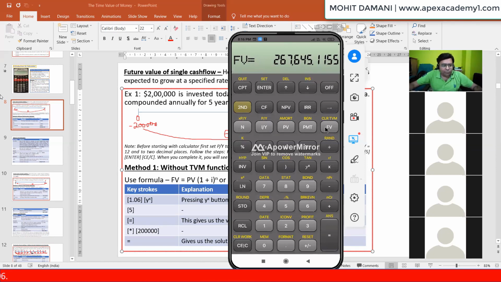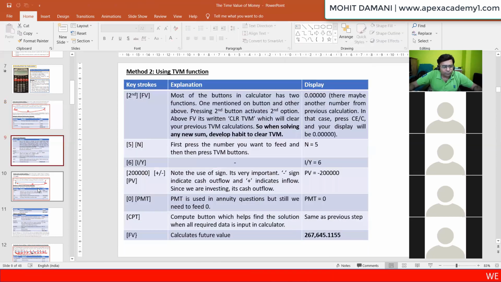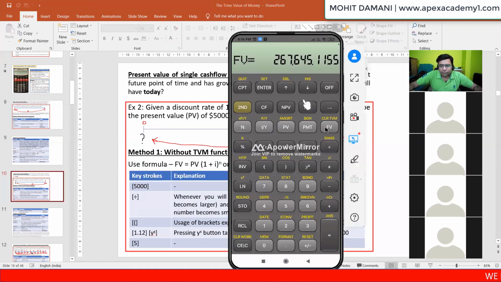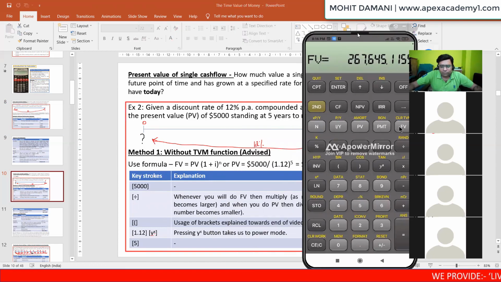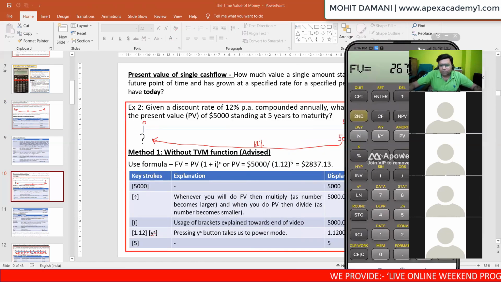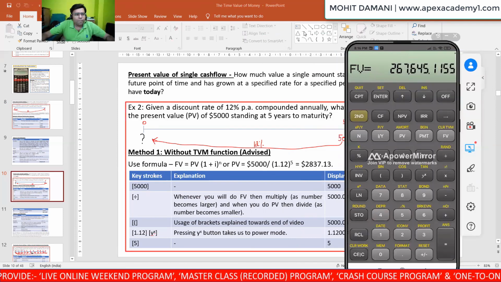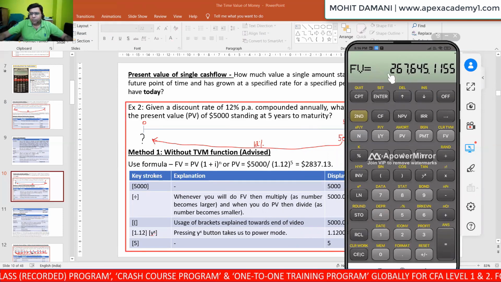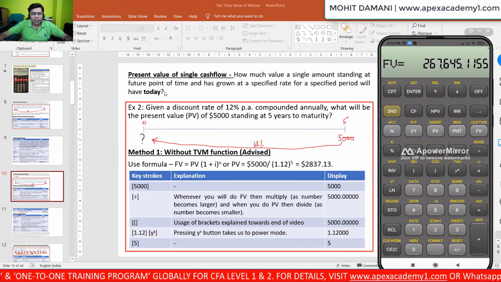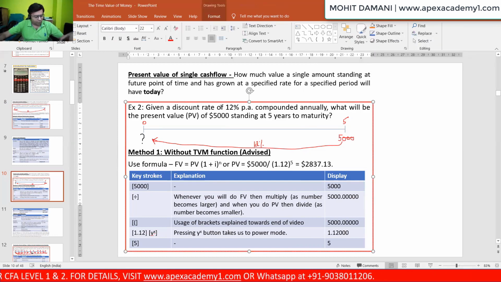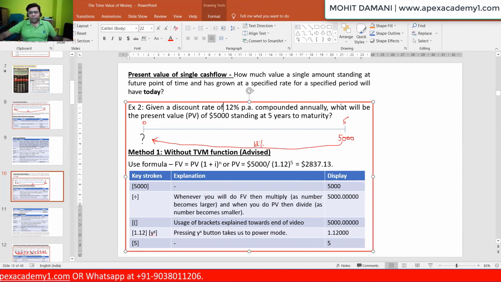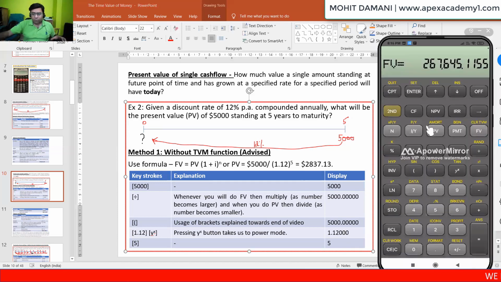Let's move to the second slide to do that. Suppose this is the question for you. Given a discount rate of 12% per annum compounded annually, what will be the present value of $5,000 standing at 5 years to maturity? So you are asked to calculate the present value. How will you do that?